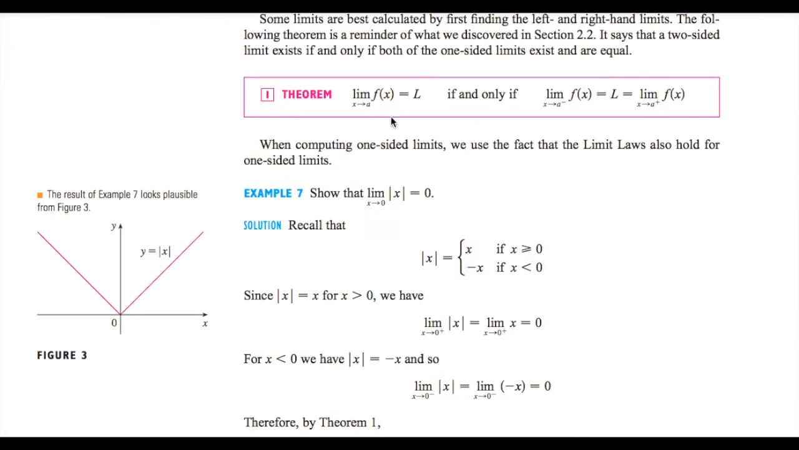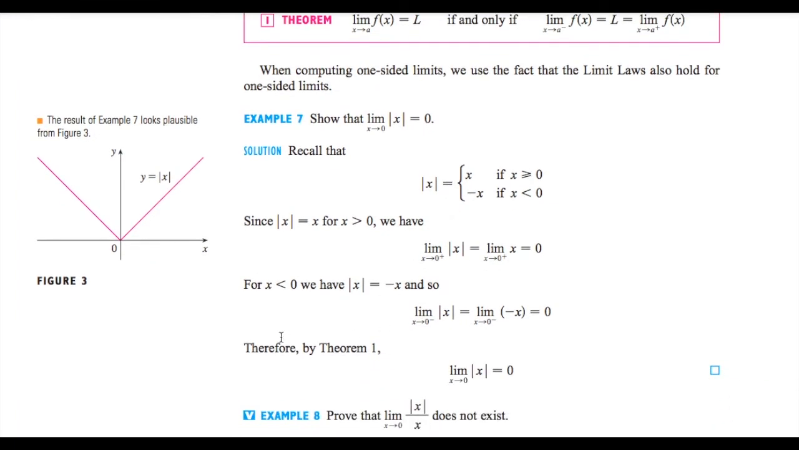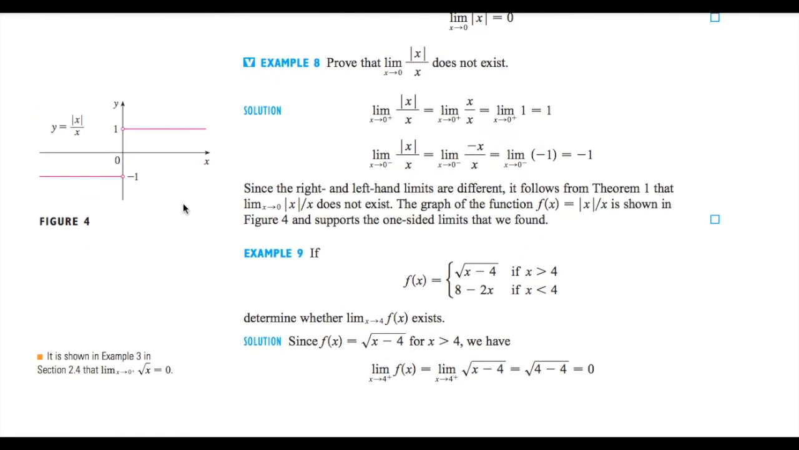So this theorem is what we talked about earlier. The limit is equal to L only if, from the left-hand side and the right-hand side, they're both equal to L. So we have to check both the left-hand side and the right-hand side. What is the limit right now? Here this side goes to 0, so the limit is 0. For the other one, we have to show that the limit doesn't exist. Why? Because the left-hand side goes to -1, the right-hand side goes to 1.